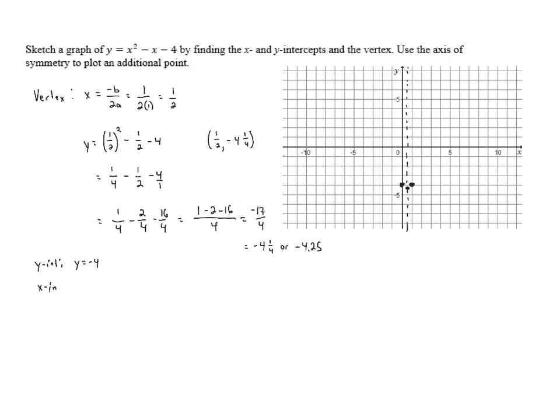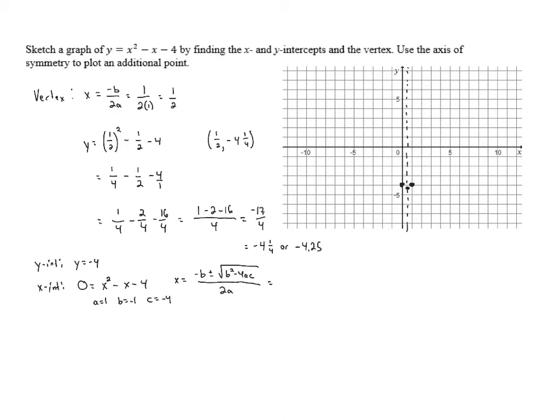Now for the x-intercepts, we need to let y be equal to 0 and then solve that quadratic equation. This one's not factorable because we cannot find two integers that have a product of -4 and a sum of -1. So we've got to use our good friend, the quadratic formula. x equals the opposite of b plus or minus the square root of b squared minus 4ac all over 2a. And in this case, we've got a equals 1, b equals -1, and c equals -4.